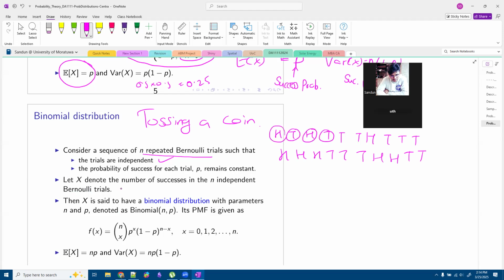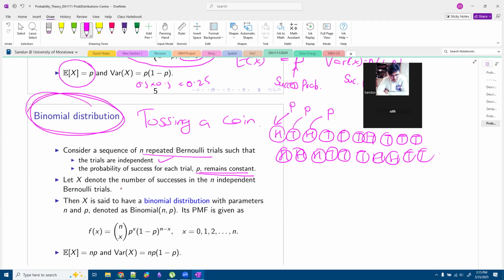Each of these outcomes was a result of a Bernoulli experiment, right? N repeated Bernoulli trials. The probability of success for each trial remains constant. That's important. So when I toss this coin, the success probability was P. When I toss this coin, the success probability was P. When I toss this coin, success probability is P, and so on. It doesn't change. The coin doesn't change. So if the coin changes, you cannot say it's a binomial distribution.